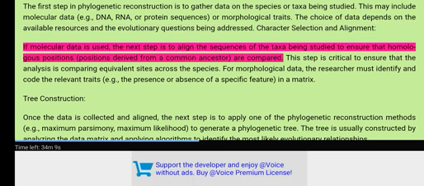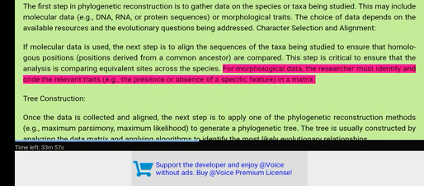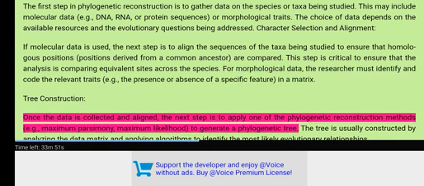If molecular data is used, the next step is to align the sequences of the taxa being studied to ensure that homologous positions derived from a common ancestor are compared. This step is critical to ensure that the analysis is comparing equivalent sites across the species. For morphological data, the researcher must identify and code the relevant traits, e.g., the presence or absence of a specific feature, in a matrix.